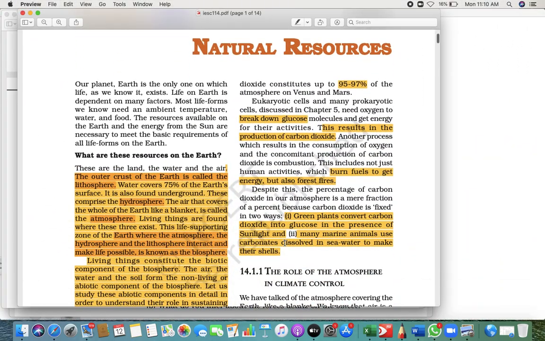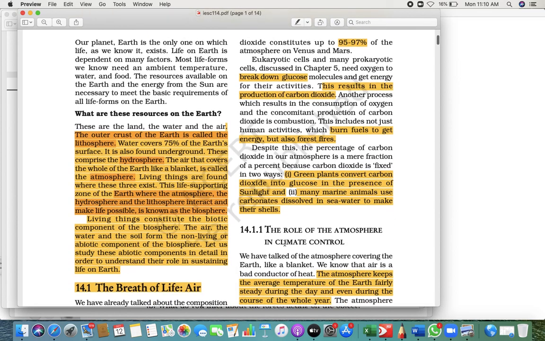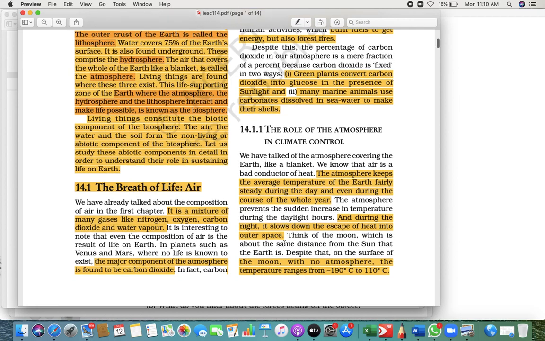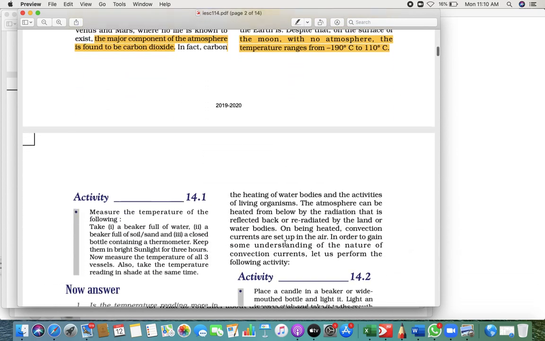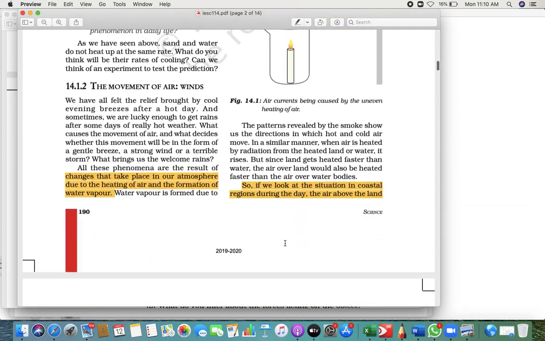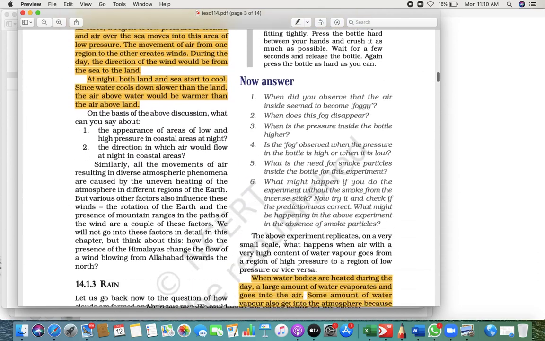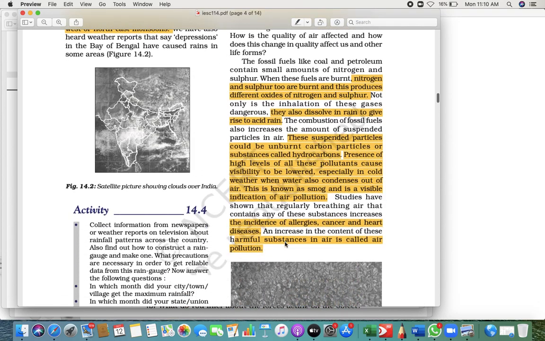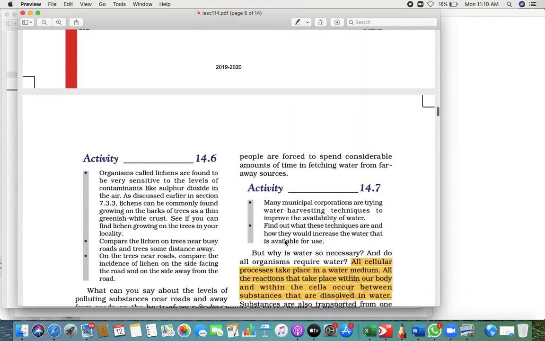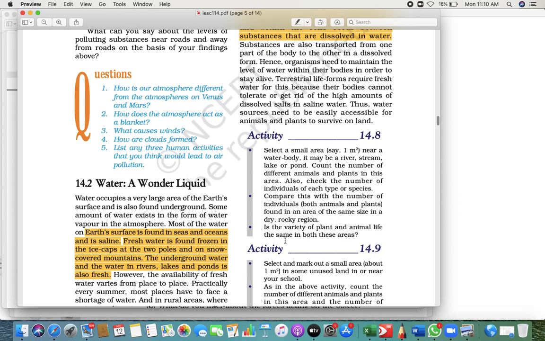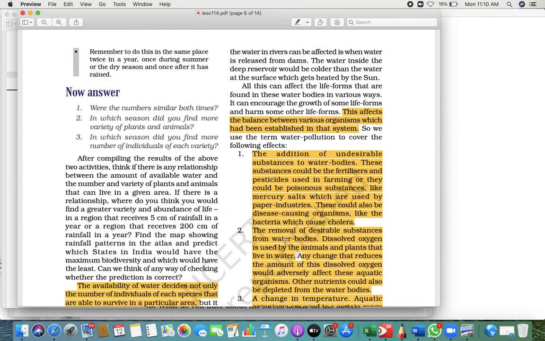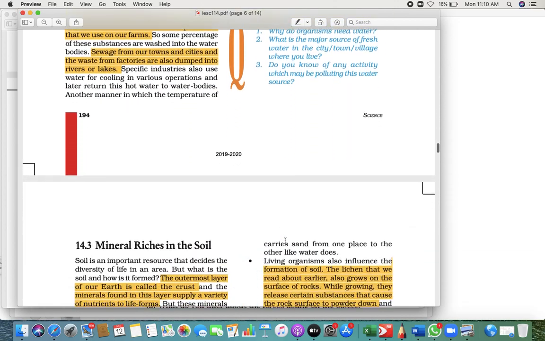Then in natural resources, we saw regarding Earth, right? The breath of life, air, the role of atmosphere in climate control, the movement of air, right? Rain, air pollution. So air pollution is one of the important topics out of it. The water, a wonderful liquid. This is important. Water pollution.